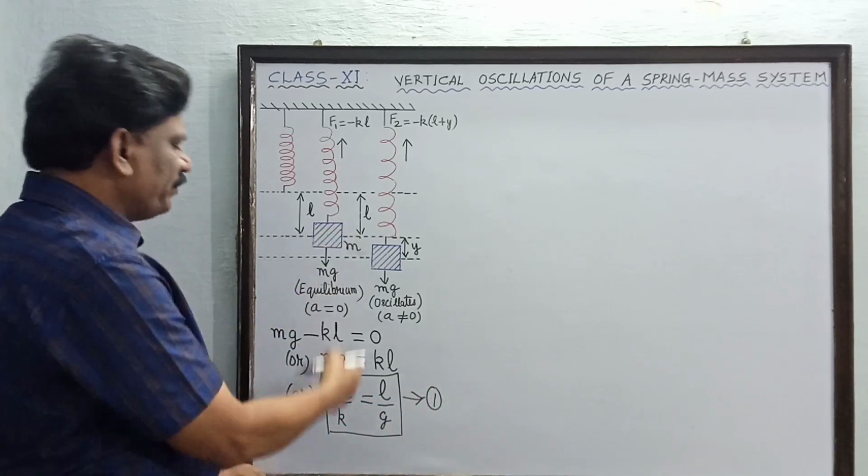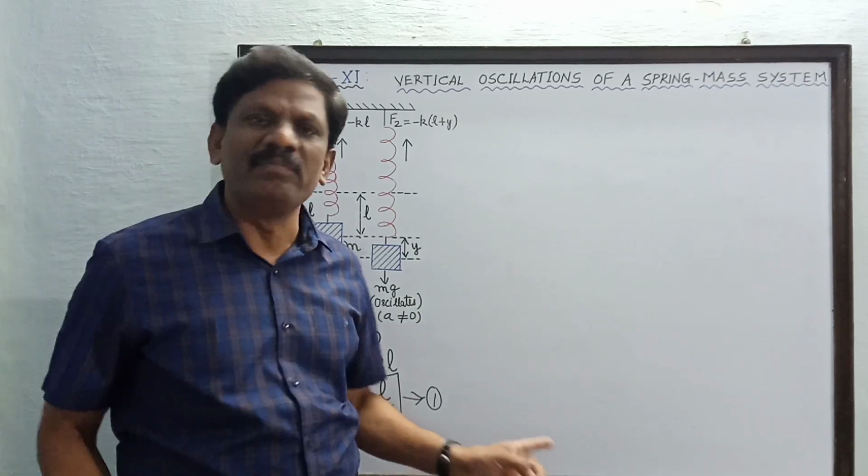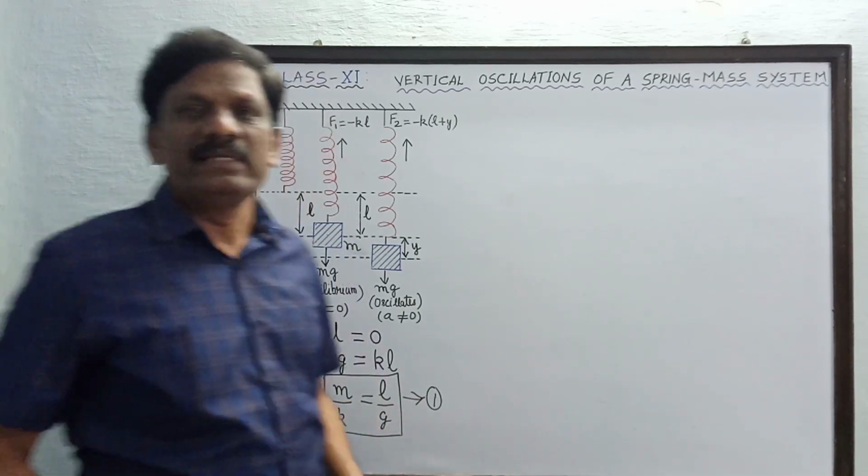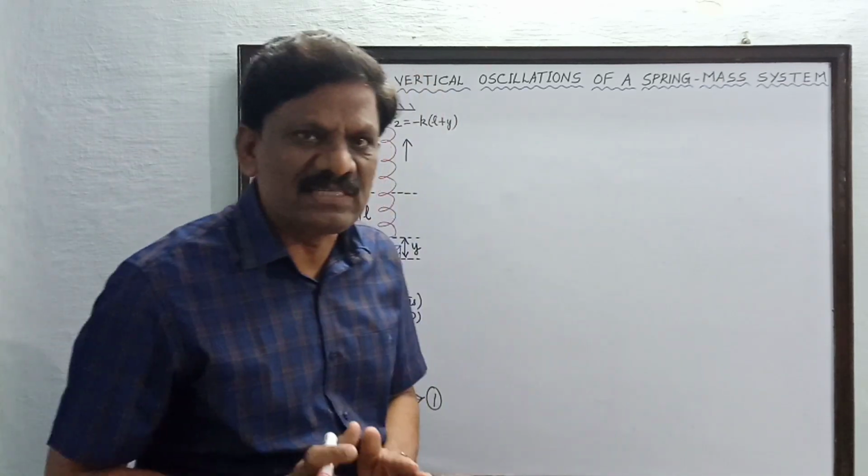So based on the second picture, we have derived an equation m by k is equal to L by g. Have you all understood first?